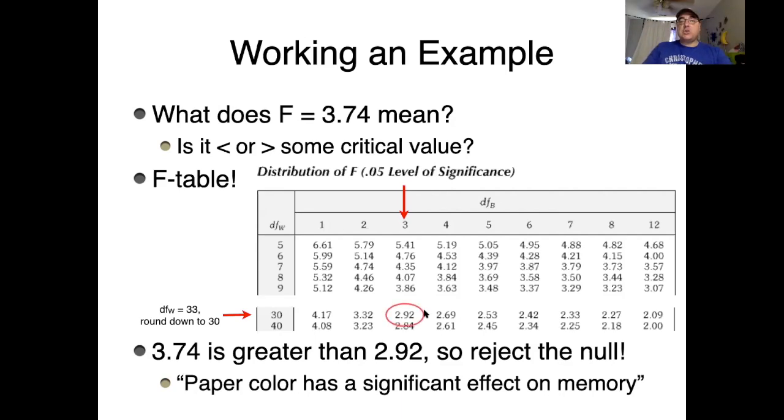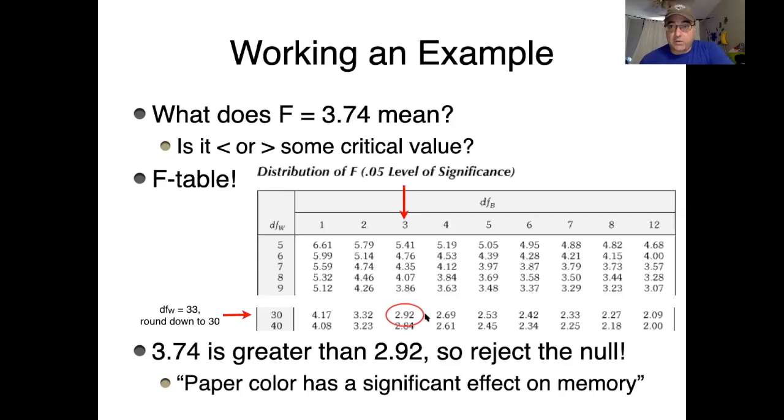That gives you a 2.92 for the critical value on your F statistic. Our F statistic was 3.74. The critical value is 2.92, so you reject the null. You've actually got a statistically significant finding here.